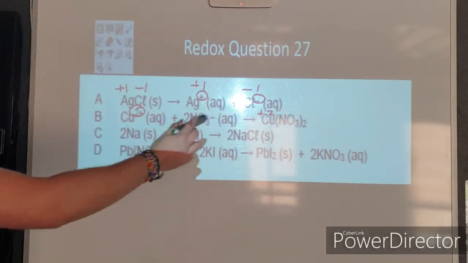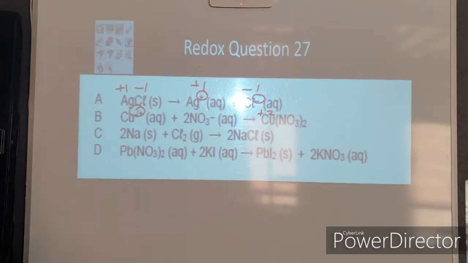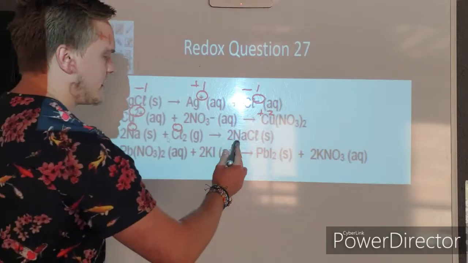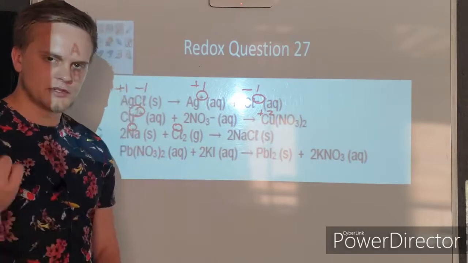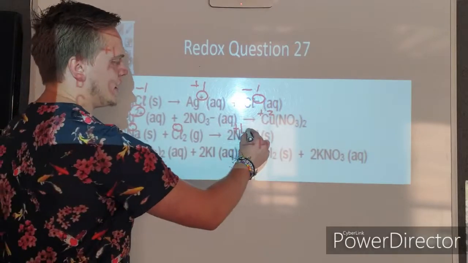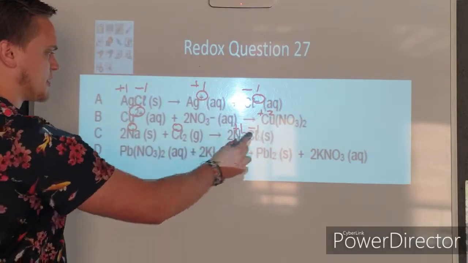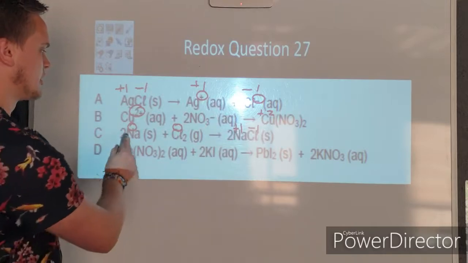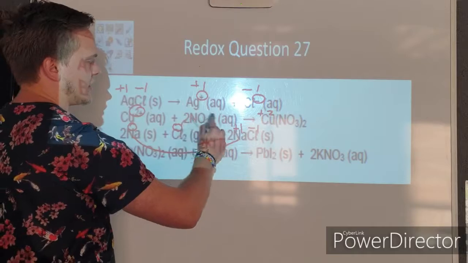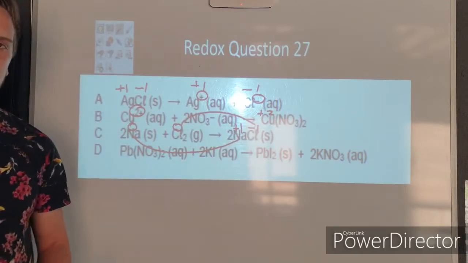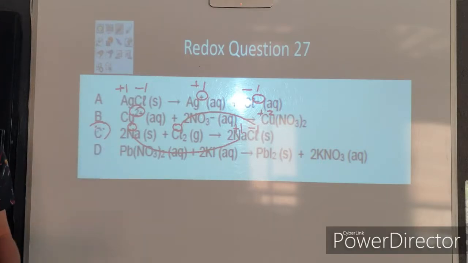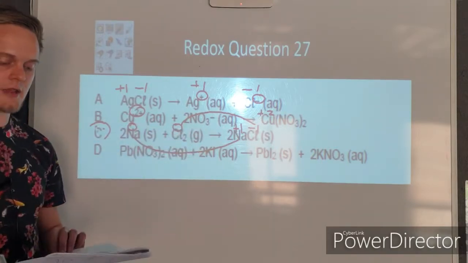But let's see the sodium and the chlorine reaction. Both of them are 0 because they are elements, but in this compound, because sodium is a group 1 metal, it should have an oxidation number of +1, meaning chlorine should be -1. So the oxidation numbers changed. Sodium increased, meaning that's an oxidation, and chlorine decreased, showing you a reduction. So your correct redox reaction is then option C.